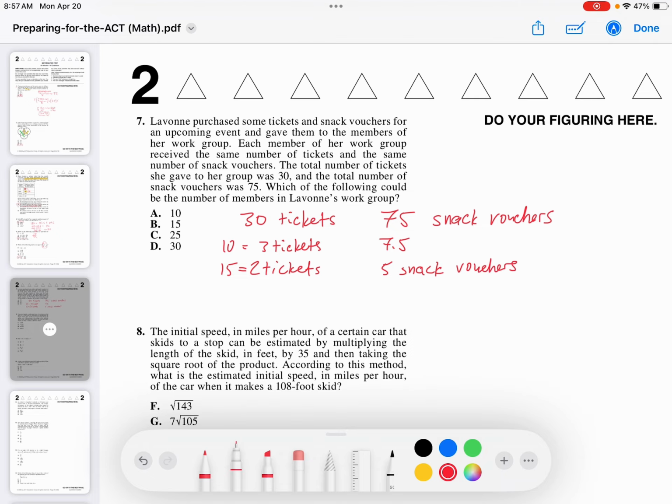So it looks like 15 is a good option, because if there was 25, 30 wouldn't go into 25, and if it was 30, each one would get 1 ticket, but the snack vouchers wouldn't work out. So 15 should be the correct answer here.